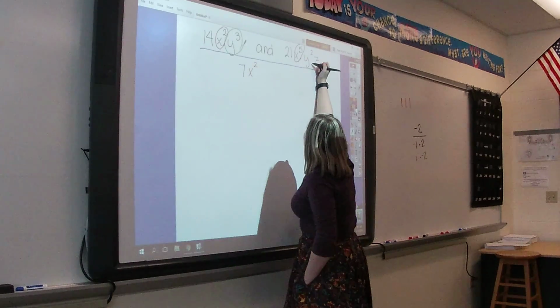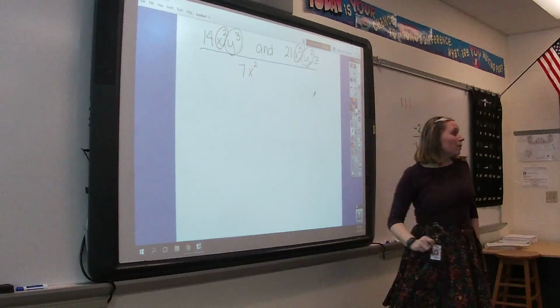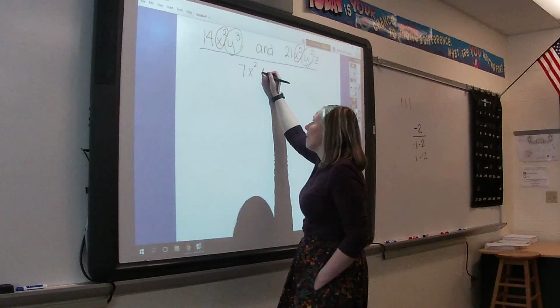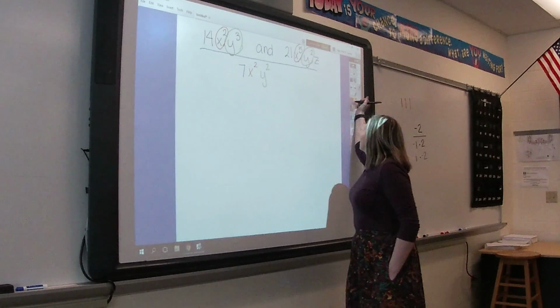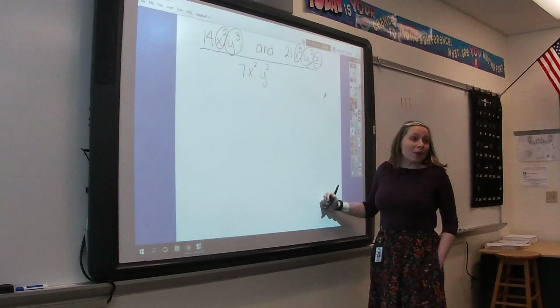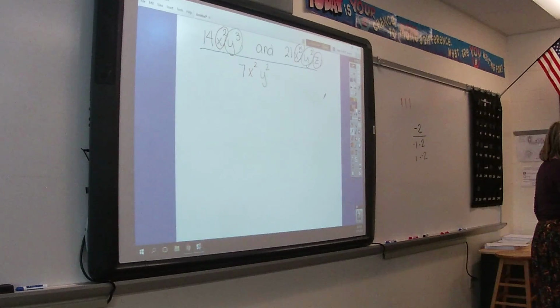Then we'll look at the y's. Do they both have a y? Yes. What's the smaller exponent? Y squared. And then z. Do they both have a z? No. So can we write down a z? No.